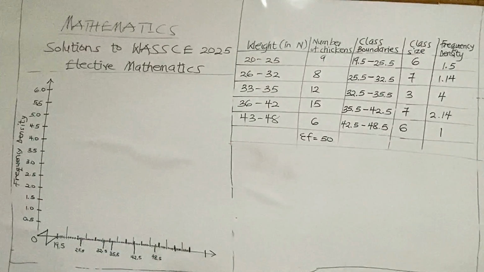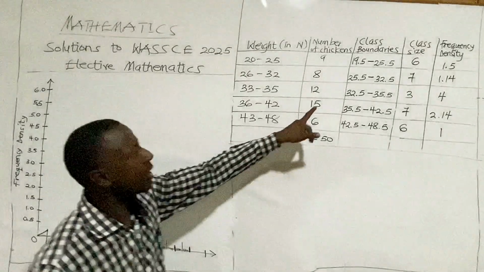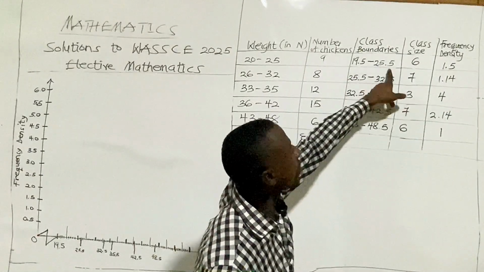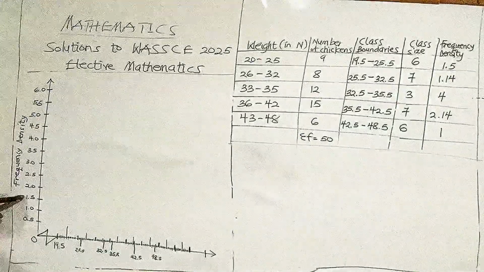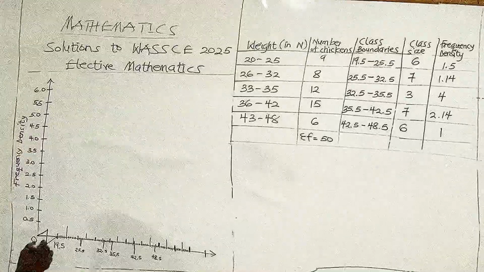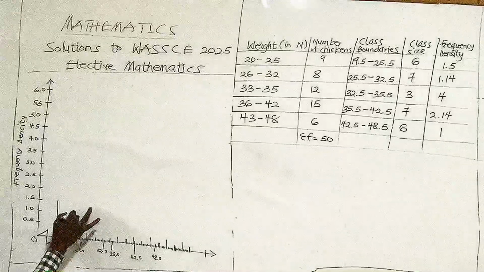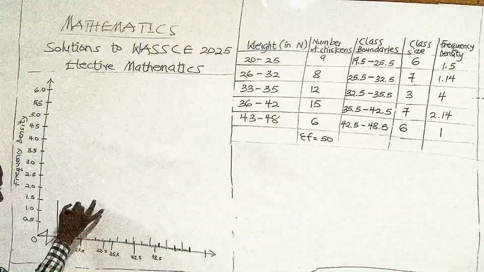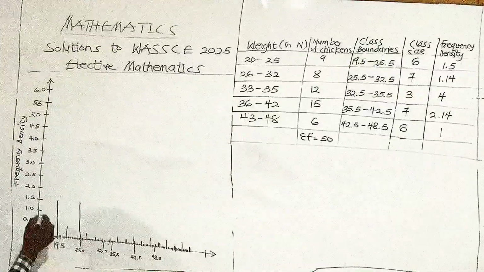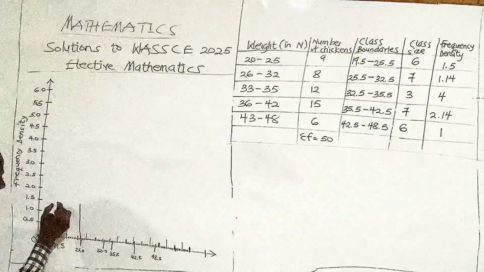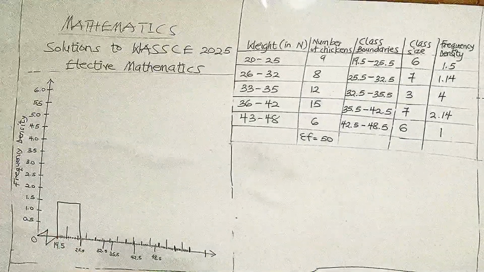All right. So now from here, 19.5 to 25.5, the frequency density is 1.5, and we can get 1.5 from here. So we are just going to trace vertically like this. Then over here, like this. Let me straighten it. This is how the first bar will be.